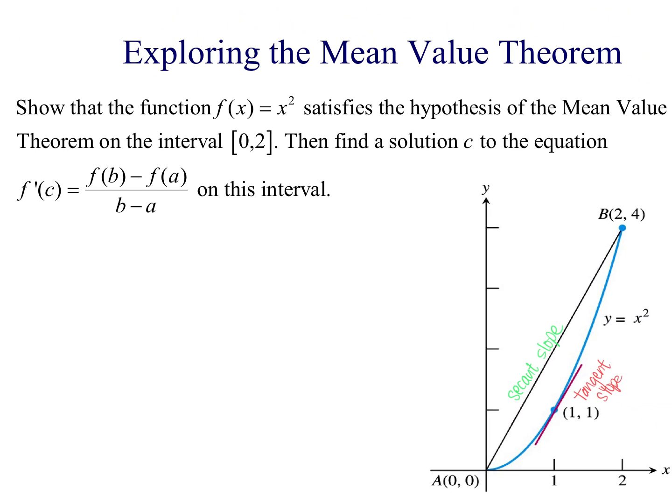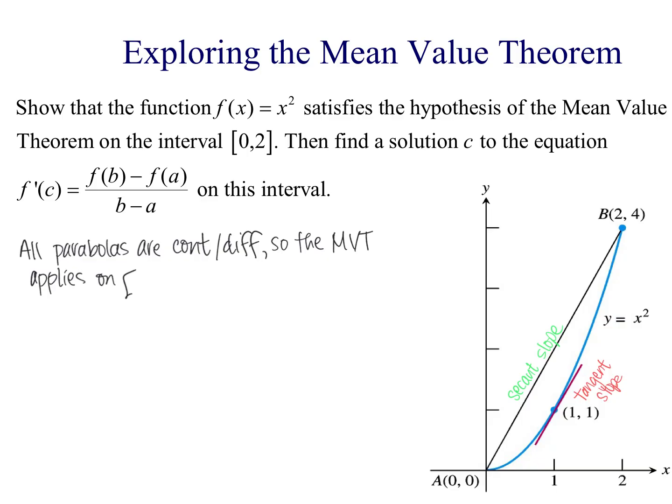So first of all, show that the mean value theorem satisfies the hypothesis. So to show that it satisfies the hypothesis, you would say, all parabolas are continuous. And all parabolas are differentiable. So the MVT applies on the closed interval 0 to 2. Okay, so something like that. So you just have to clearly state it as part of the requirements. Then you can show it.